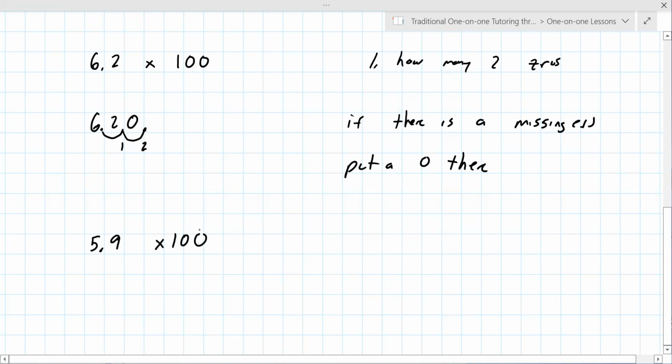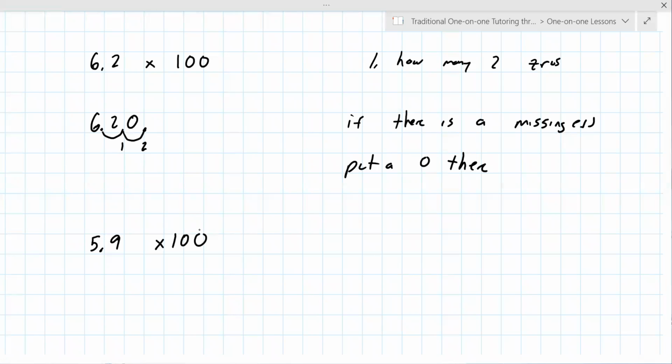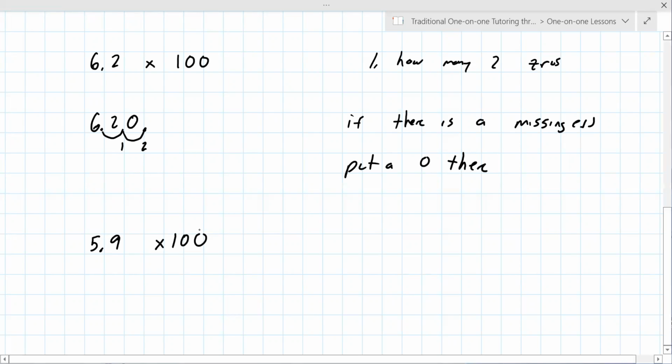And I'll be right back. Okay, how are you doing on this one, Zoe? Good. Yeah. Is it 590? It is. It's 590. Very good. What about the point? Does the point matter anymore? You can put it right there, but it's not needed. It's only needed when there's numbers to the right of it.